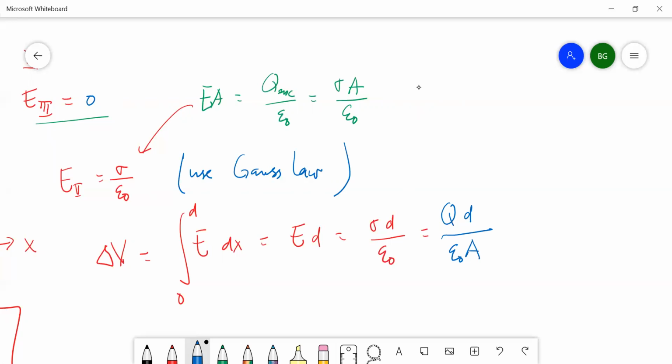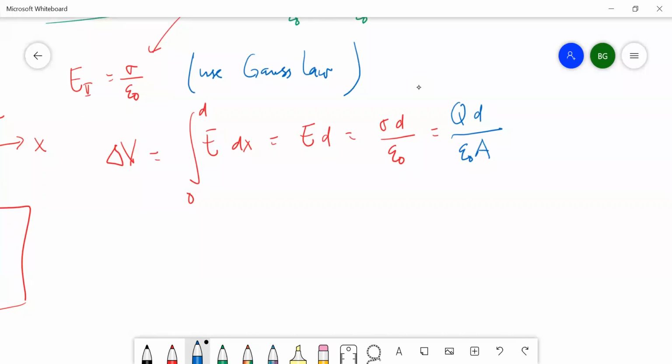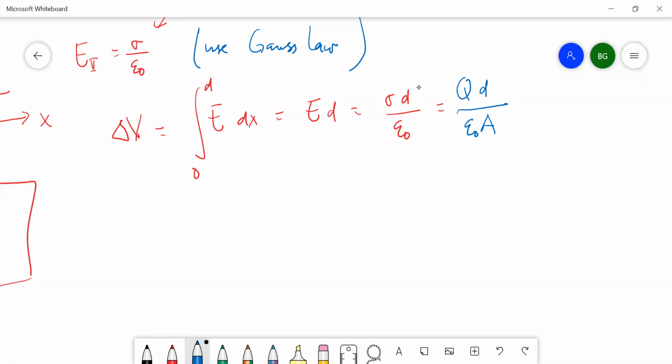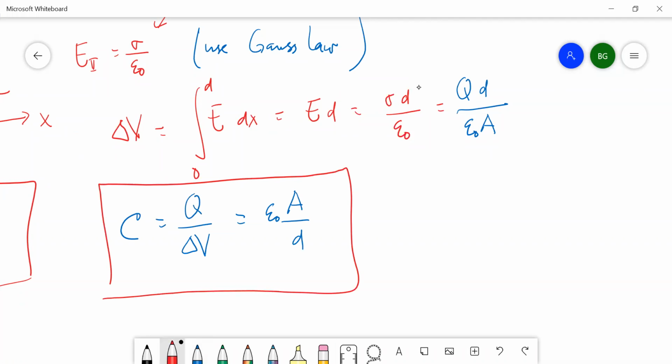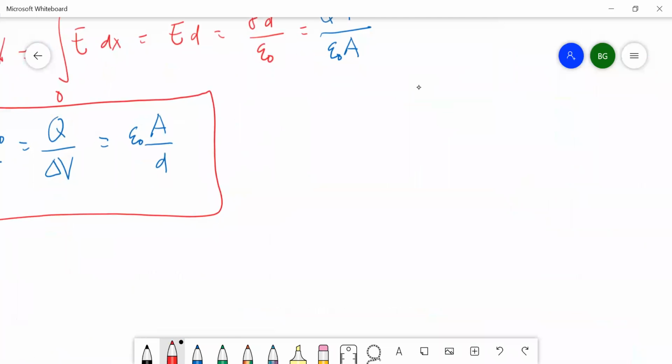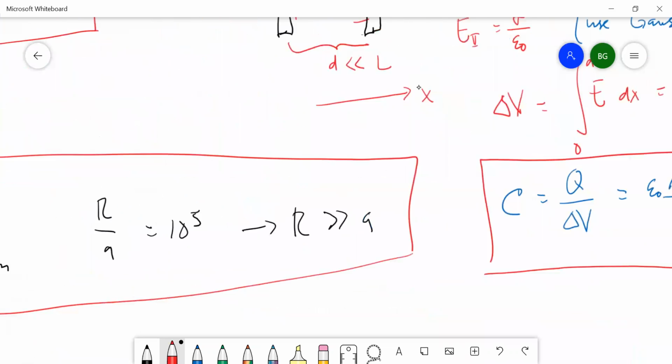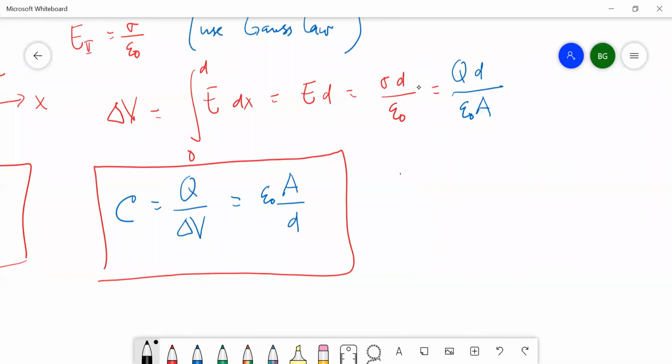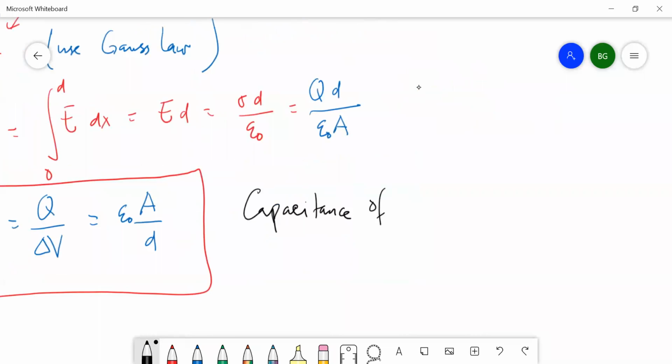Okay. If you use the definition of capacitance, C equals Q over delta V, then we get C equal to epsilon 0 A over d. This is the capacitance of a parallel plate capacitor.